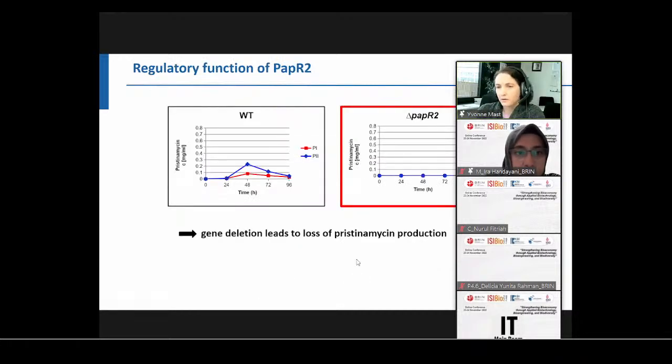Okay. First of all, we inactivated the gene and studied the pristinamycin production, and there we observed that the inactivation of the papR2 gene leads to complete loss of pristinamycin production in comparison to the wild type, which still nicely produced pristinamycin 1 and pristinamycin 2. So therefore, we knew that PapR2 is an essential activator of pristinamycin biosynthesis.